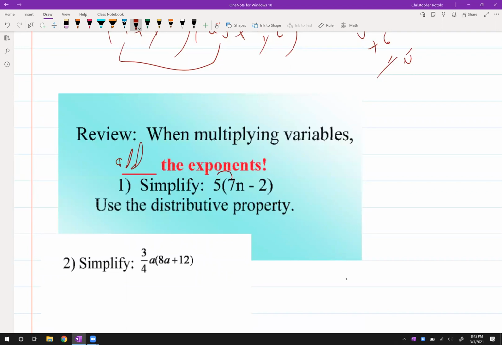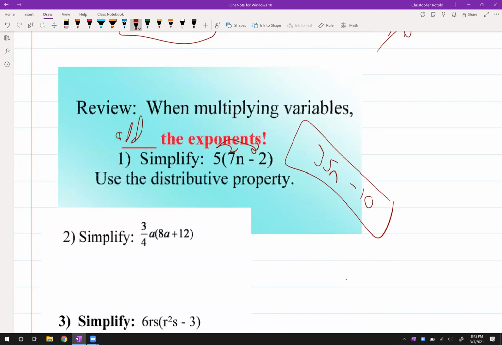Okay, so as we look here, we're going to use distributive property and our exponent rules. We're not going to do anything new at all. We're just going to kind of put it together, and then we're going to do everything in reverse, right? That's called factoring. We're going to factor things out. So 35n minus 10, that's all we have to do.